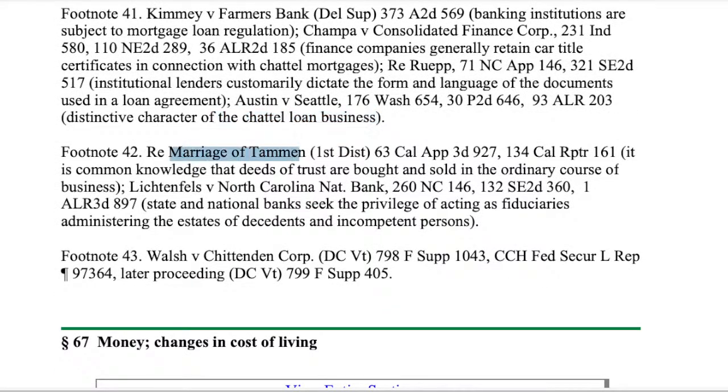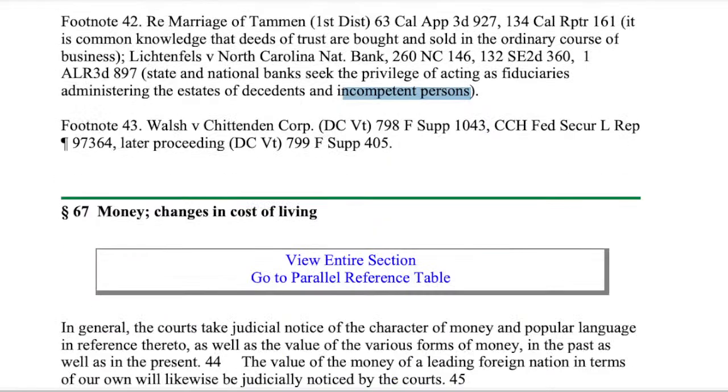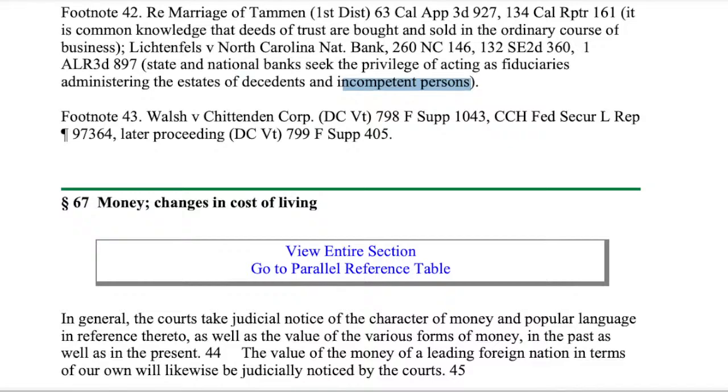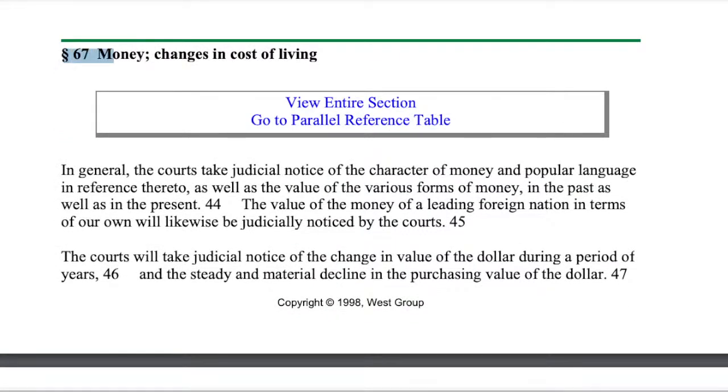And here's the marriage of Tammin. It is common knowledge that deeds of trust are bought and sold in the ordinary course of business. State national banks seek the privilege of acting as fiduciaries, administering the estates of decedents and incompetent persons. Wow. Interesting one there. All right, we're on to section 67. Money, changes in cost of living.